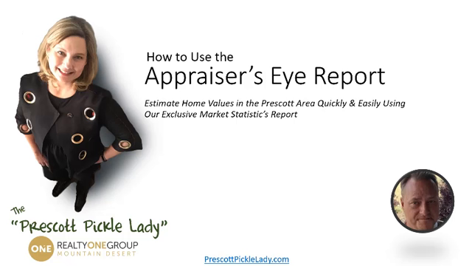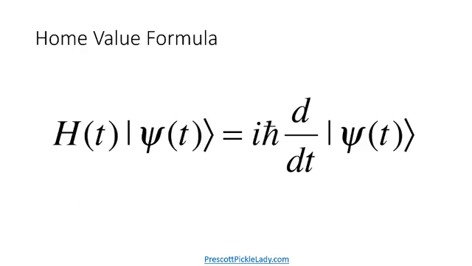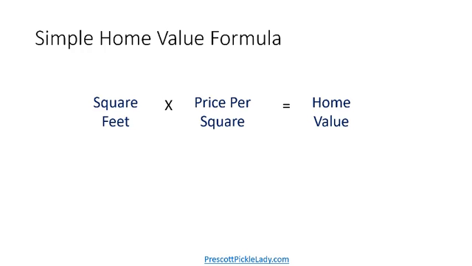The way that people generally do appraisals and estimate home values is with a formula. And I'm very happy to say that this is not the formula. Actually, coming up with home values is a lot simpler than most people make it out to be. And this is the simple formula that most appraisers and realtors and people who estimate home values generally use. And it has three components.